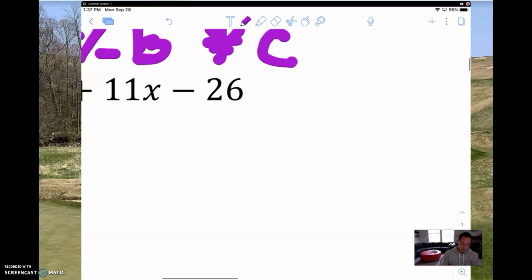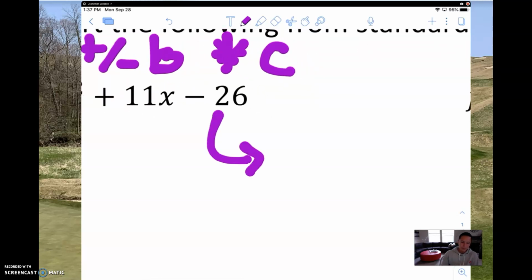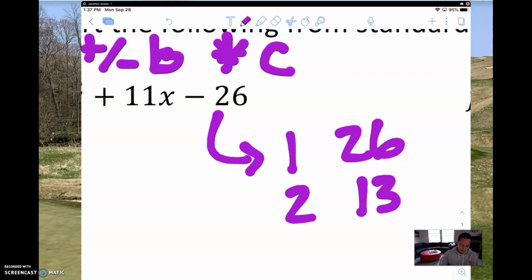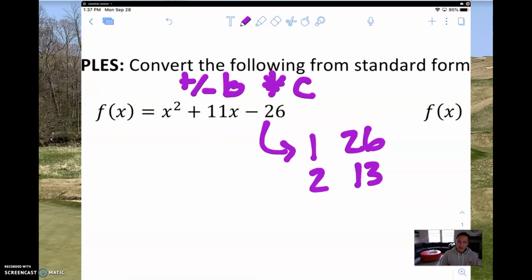In order to do that, I start with that 26, and I list out all the things that could possibly multiply and make a 26. To me, that would be 1 and 26, or it could be 2 and 13. Now I have to find the combination of those that could somehow add or subtract to make this positive 11. If I look at 1 and 26, if I add them, I get 27. If I subtract them, I could make a 25, but that's not going to make an 11. So let's get rid of that one.